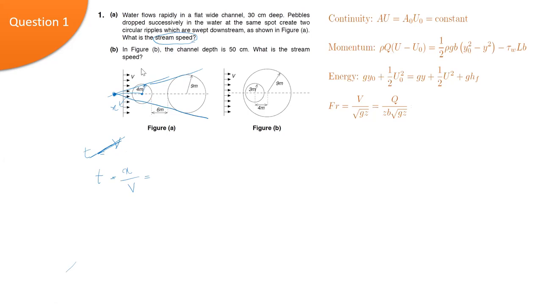Oh, and 3 minutes is over. So I'm going to end the poll and show you the result. So yes, we are going to use the Froude number. And no, we are not going to use conservation of energy, not momentum. So for this question, we are going to use conservation of mass.